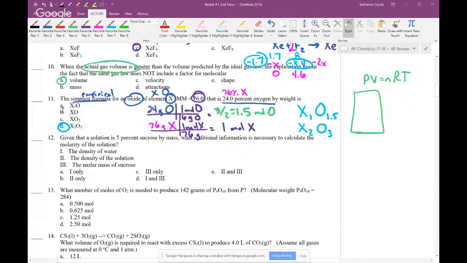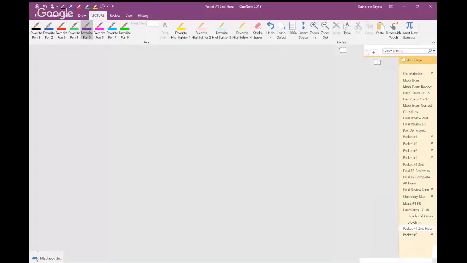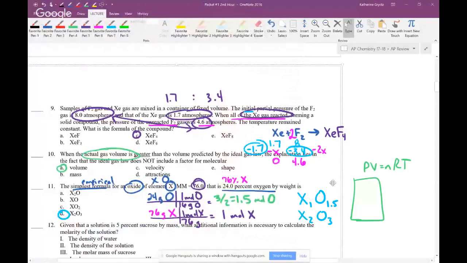Can I ask a question that might be dumb? Go ahead. Okay, so it says that the ideal gas law does not include a factor for molecular volume. But is that not what V stands for? Okay, thank you, Emily. V is for the volume of the whole gas, not the individual molecules themselves. Oh, okay. That makes sense.